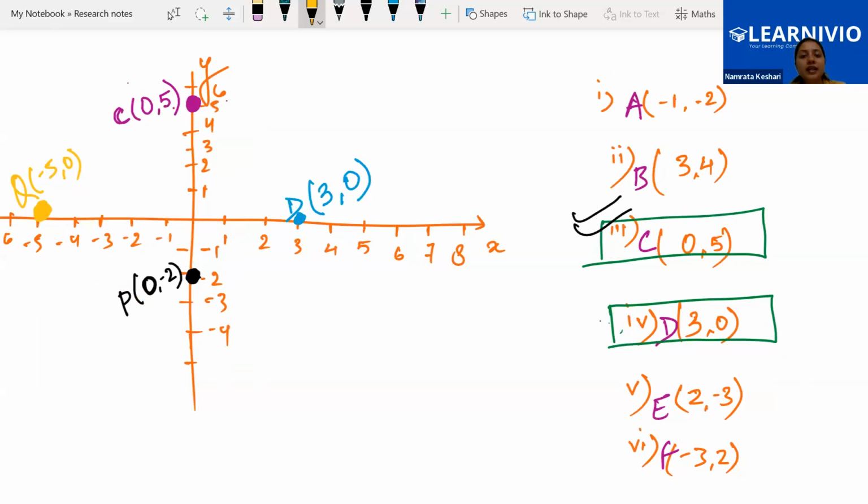Okay. Now point A, point B, point E, F, these points also we are going to locate. So what is point A? Focus on point A. Point A is (-1, -2). What is x? X is -1. What is y? Y is -2. Now we need to check in our coordinate axes on the x-axis where x is -1. So you can see here the green dot. Just focus on the cursor. Here x is -1.